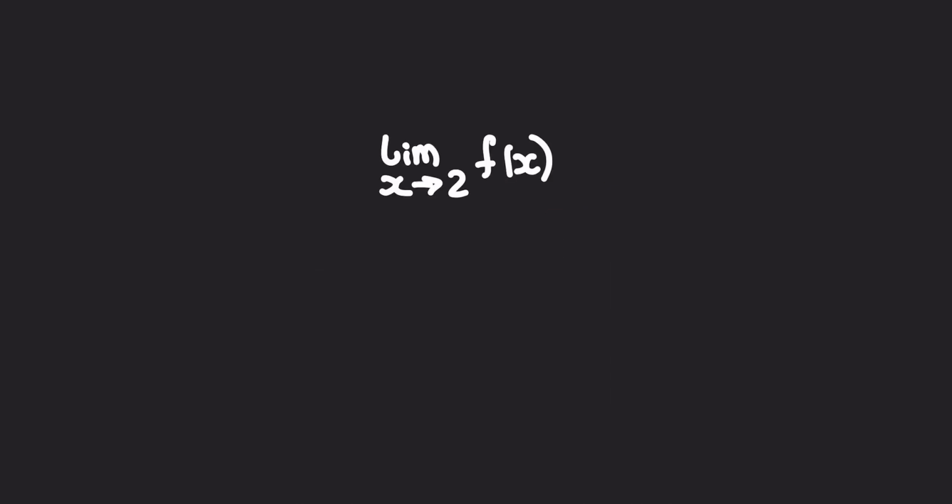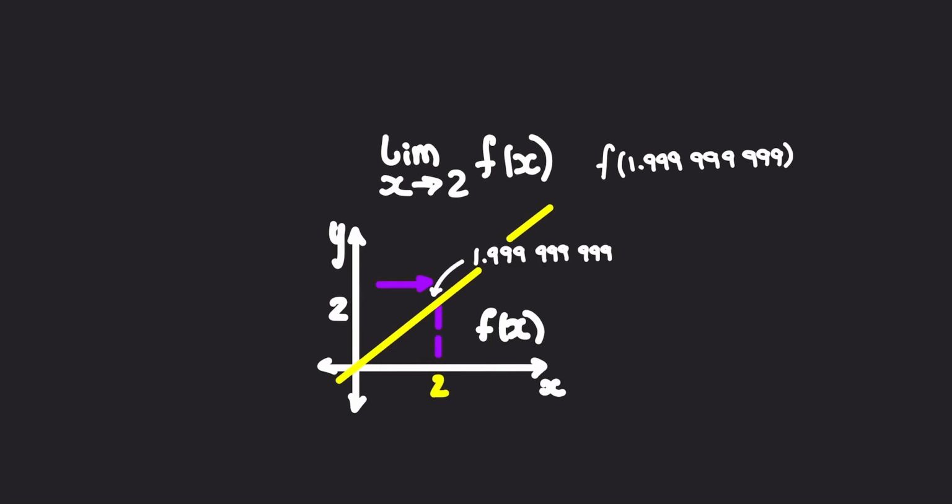So the limit as x approaches 2 of f of x is f of 1.999999999, and so we could then say that that would be 2. So the limit as x approaches 2 of f of x is equal to 2, as we can see by this graph.